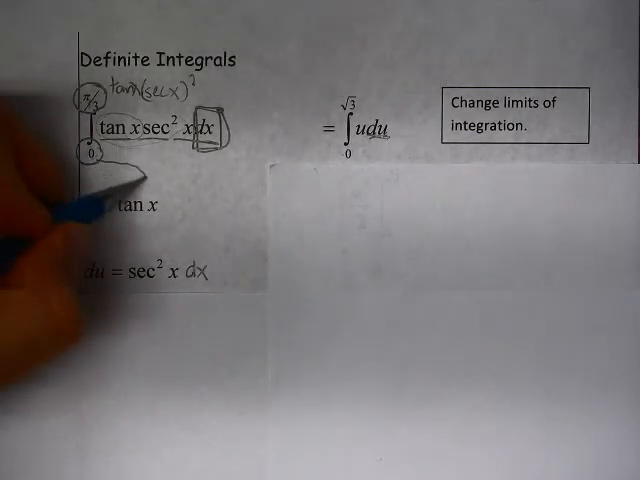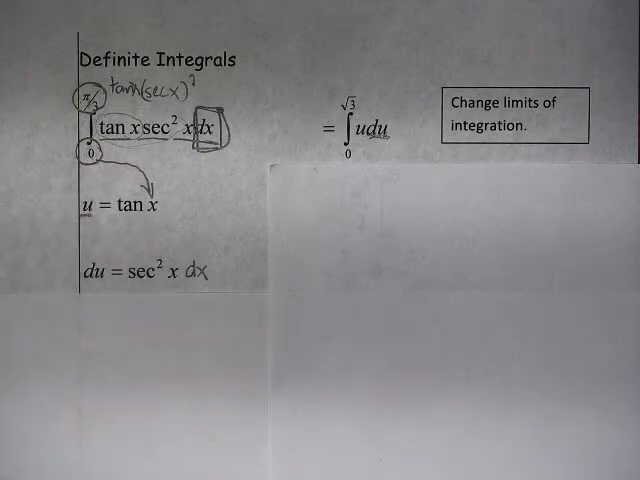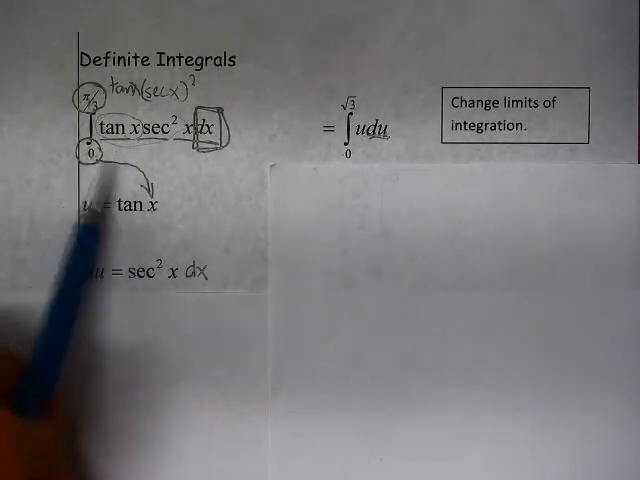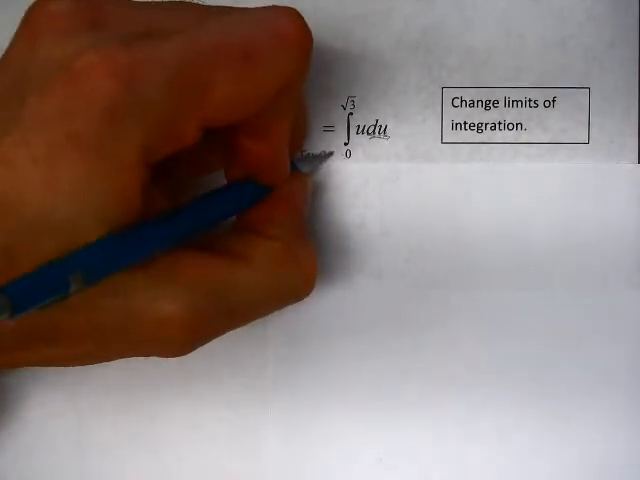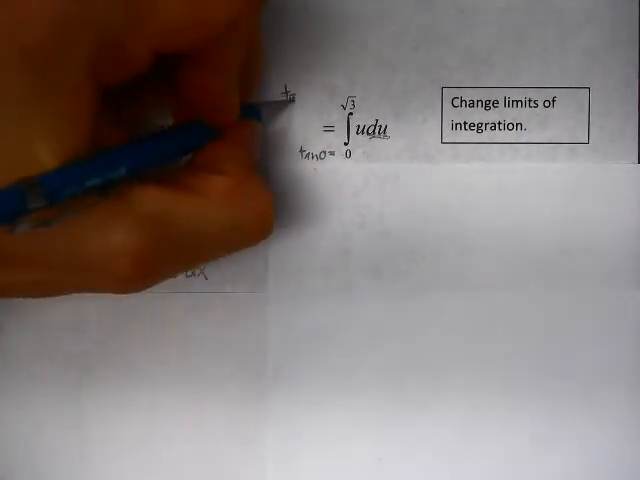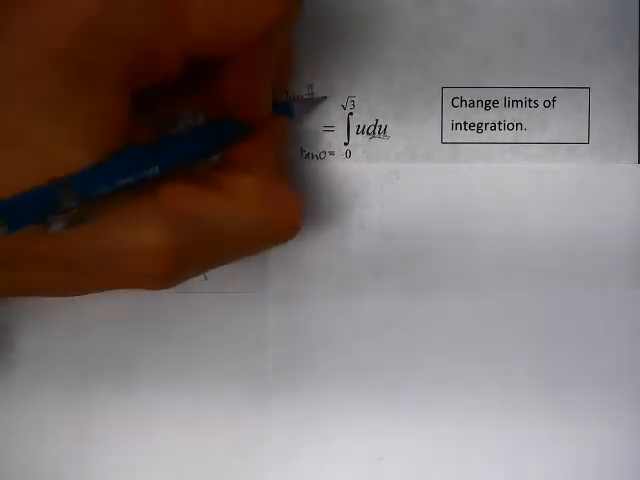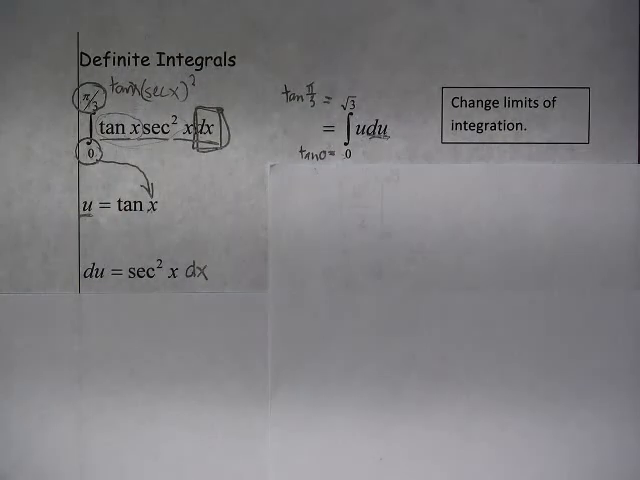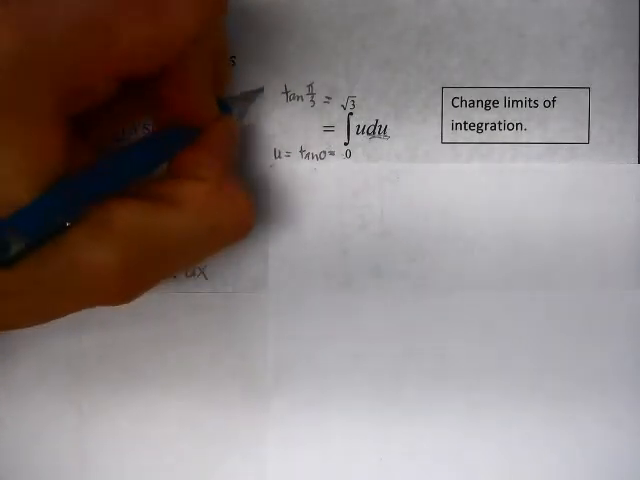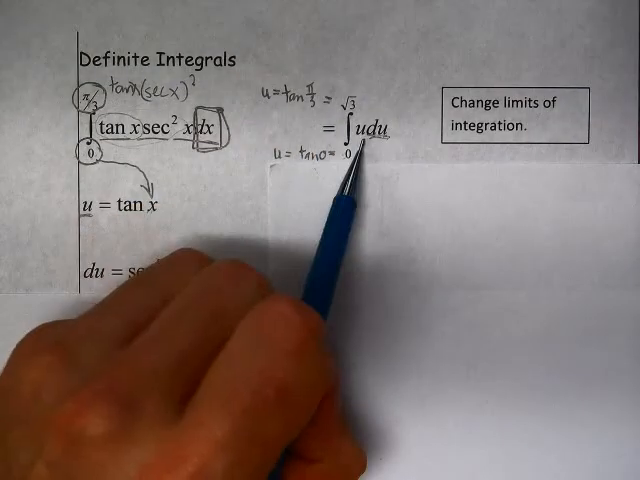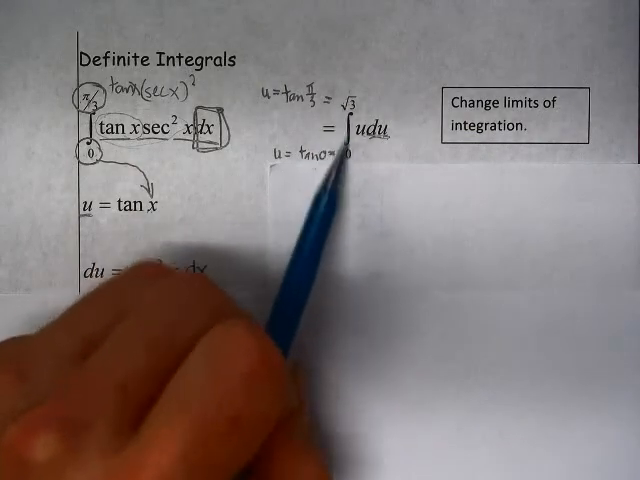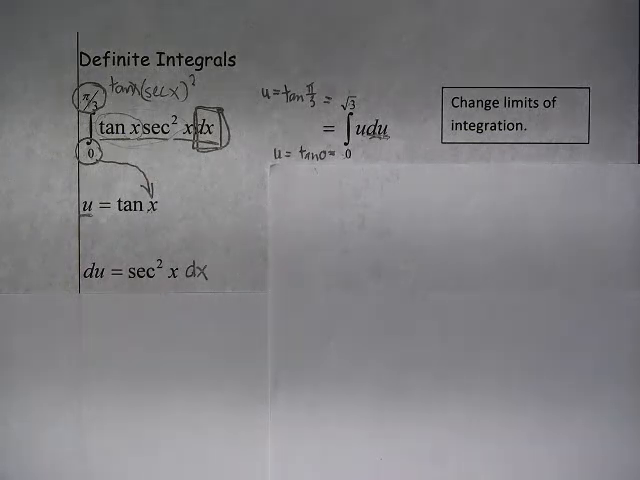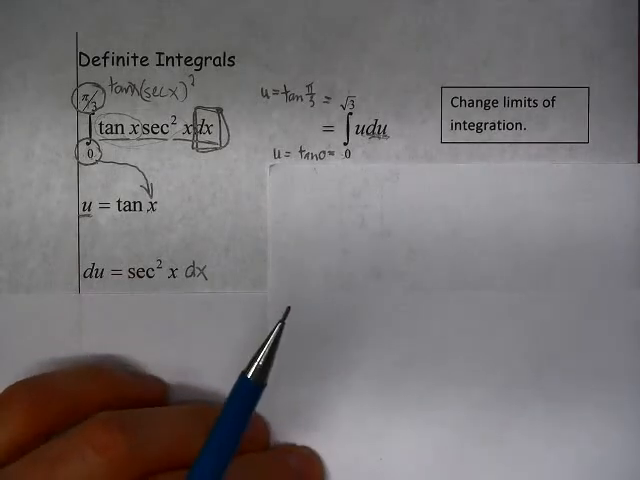So to do that, I plug the lower limit into whatever I've defined u as. So the tangent of 0 gives me this 0. This right here is the tangent of 0. And then the tangent of pi over 3 is root 3. So now this is u equals 0 and u equals root 3 in the integral of u du. So the upper and lower limits of this definite integral match up with the differential that is its bookend on the end.